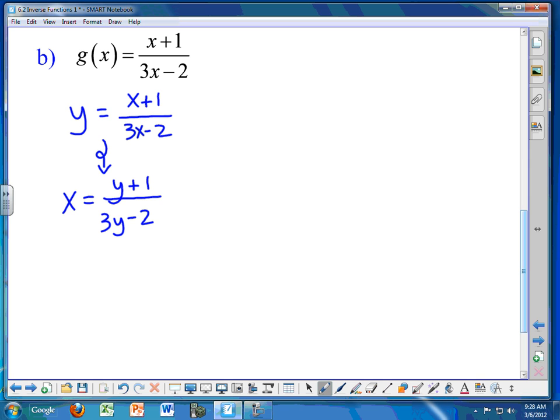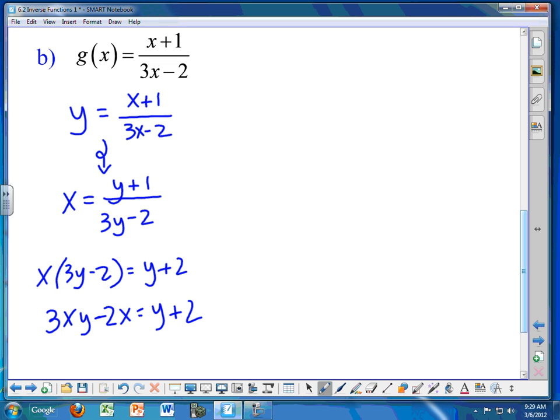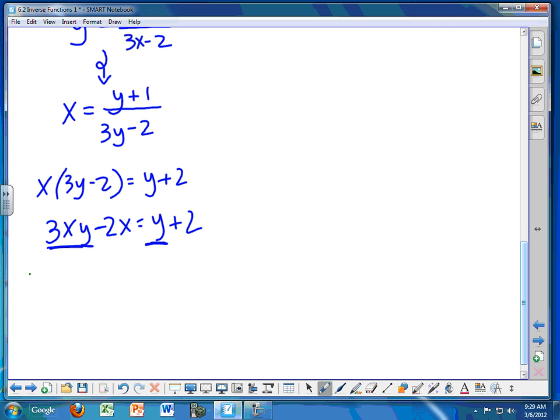In the first case, I'm going to multiply across. That's going to be 3y minus 2 multiplied by the x. And then I will distribute the x. So 3xy minus 2x equals y plus 2. I have to get this y term together with this y term so that I can get the two y's together and factor out the y. And that is done in a step here, 3xy minus y, and take this 2x to the other side as a positive 2x. And now we can continue by factoring out the y. This gives us a 3x minus 1.